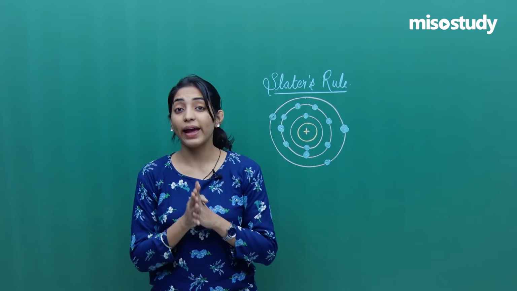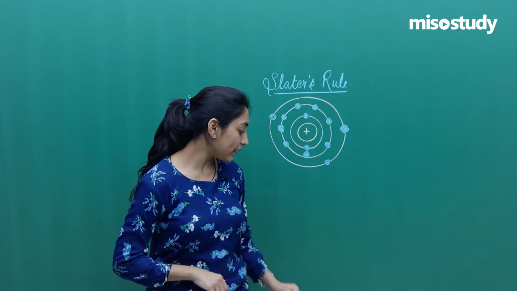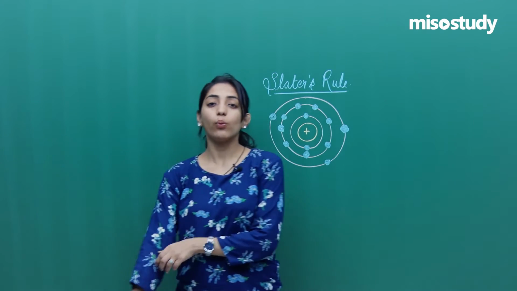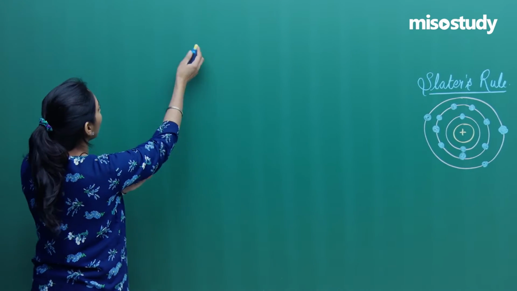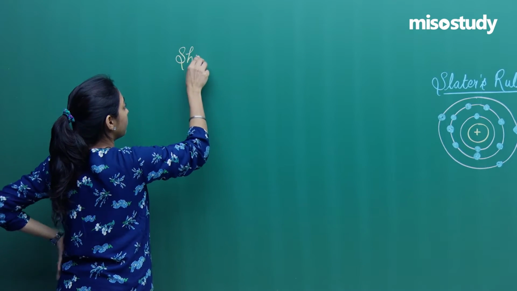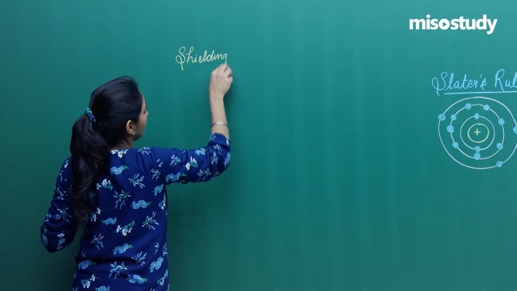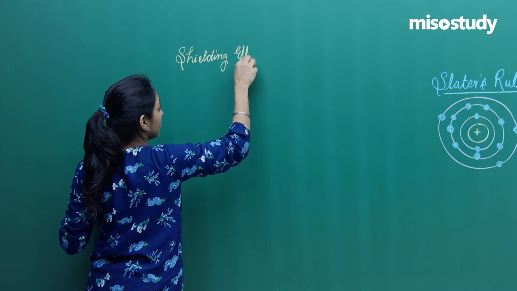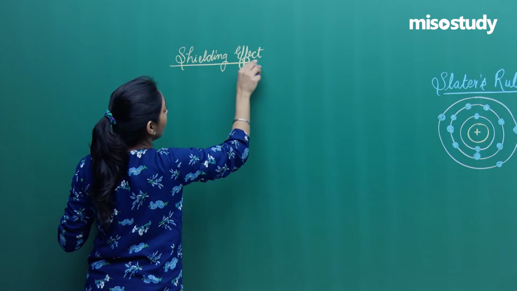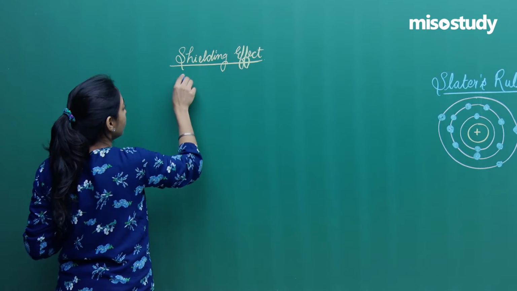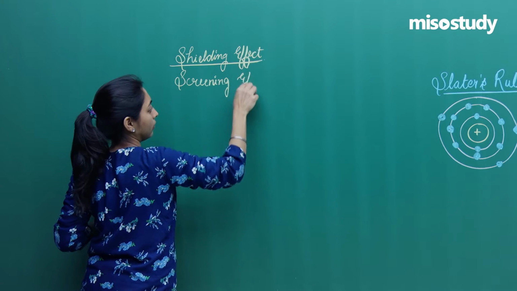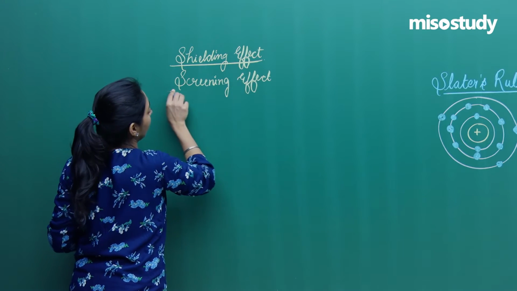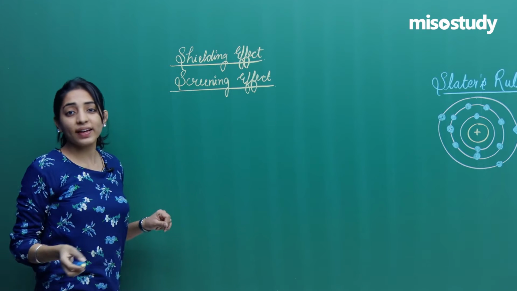But before we move on to Slater's rule, I need to tell you something regarding the s, p, d, f orbitals. Let us start our discussion once again with the screening effect or shielding effect, discussing something about the shielding effect, or the other thing that we were doing, the screening effect. So what did I tell you in the last class?